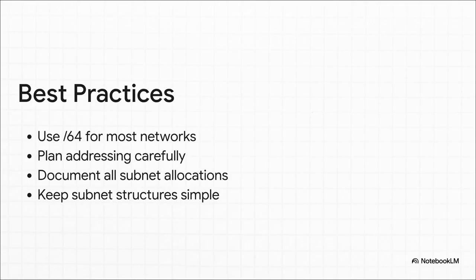But to get all those awesome benefits, you really have to follow best practices. First off, always use a /64 prefix for most of your standard networks. Make sure you plan your addressing architecture carefully before you deploy a single device. Religiously document all of your subnet allocations. I can't stress that enough. With so many addresses, a written record is your absolute lifeline. And finally, just keep your structures simple. Good organization definitely doesn't have to be complicated.